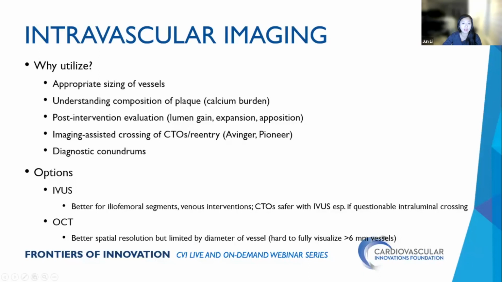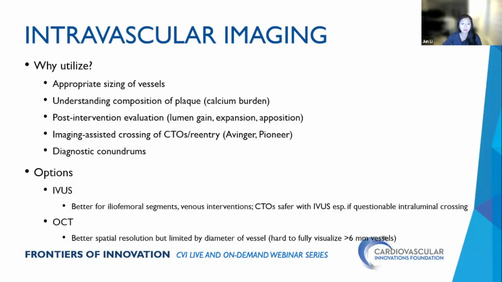Imaging assisted crossing of CTO and reentry, and that's been touched on a little bit, including the Avenger device, which is an OCT guided crossing device, and then the Pioneer, which is an IVUS guided reentry device. And then obviously diagnostic conundrums, when there's confusion about what is happening with your angiogram, that would be another appropriate use for intravascular imaging. What are our options?